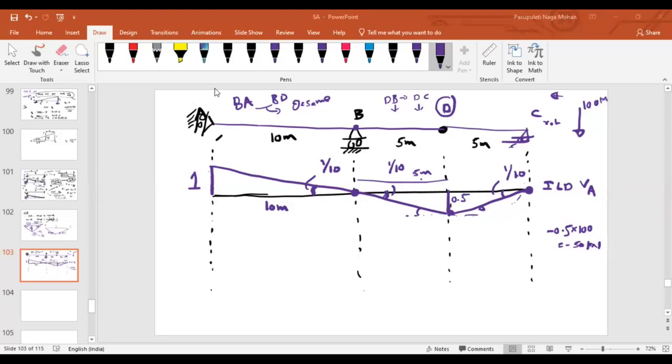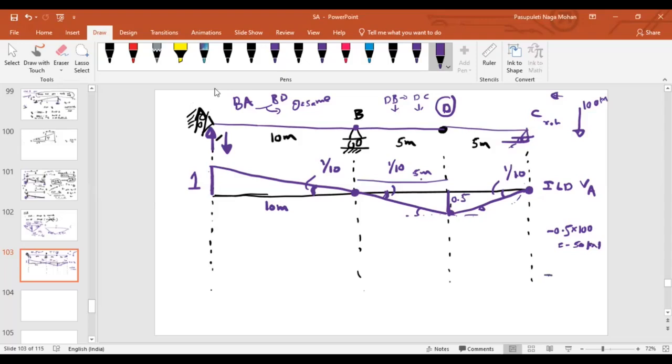So if the load is in between A to B, then the reaction at A will be positive, in upward direction. If the load is in between B to C, then the reaction at A is in downward direction. Clear, sir.